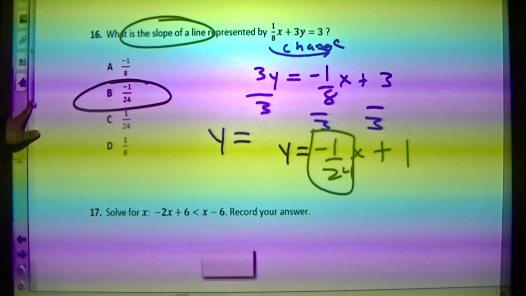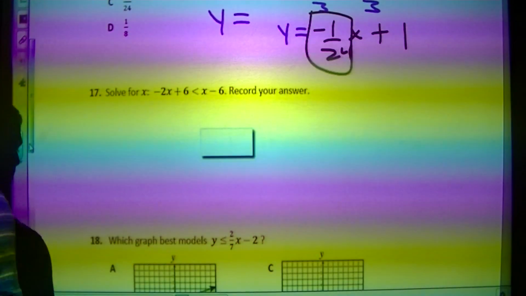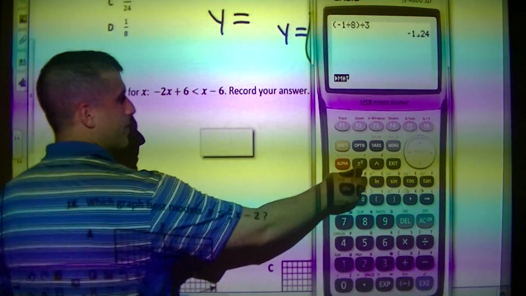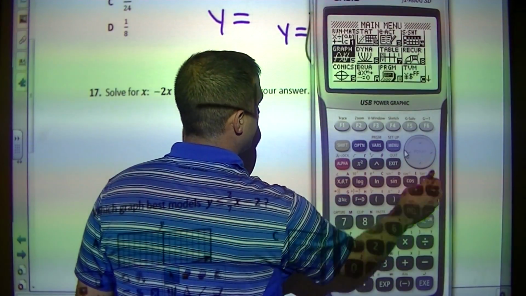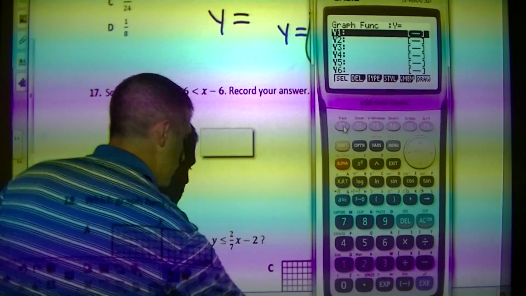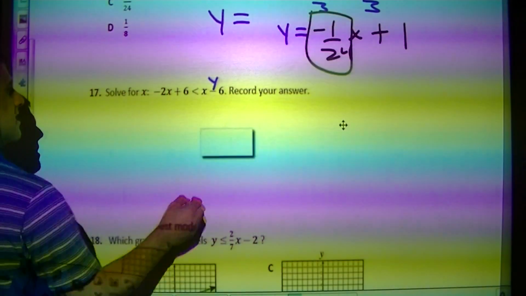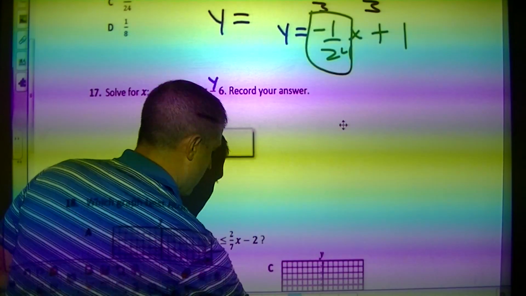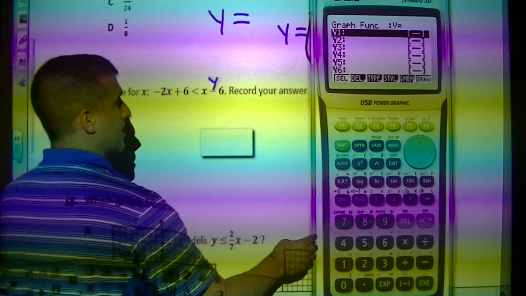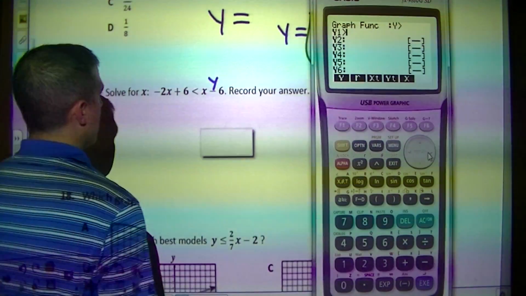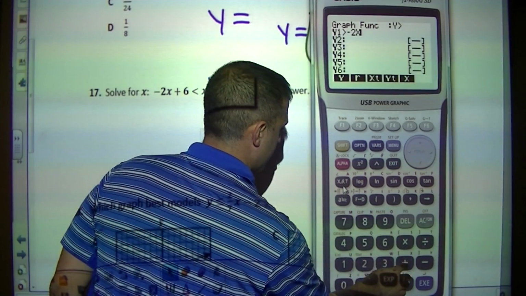Okay. Number 17. This is an inequality question. So what I'm going to do is I'm going to go to menu. I'm going to go to graph. All right. I'm going to delete these. Now, what I should do is I should replace that with y. So as you can see, the inequality is eating the y. All right. So what I got is I go type. I'm going to choose F1 and type negative 2x plus 6.